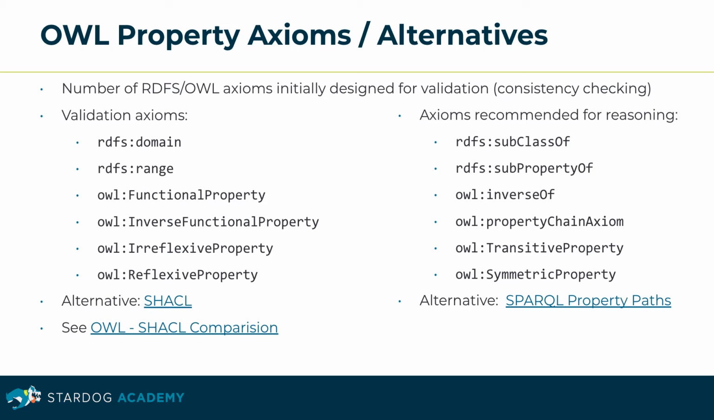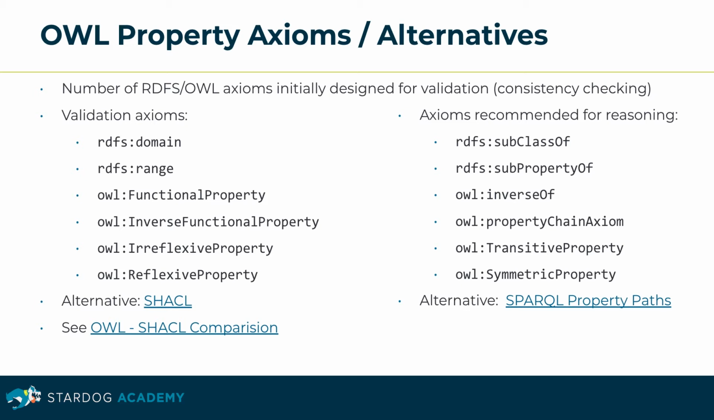The Shapes Constraint Language SHACL is a W3C standard dedicated to graph validation, which is capable of implementing most of these axioms. Given its popularity, built-in support for automated testing and report generation, we recommend implementing axioms such as RDFS domain, RDFS range, OWL functional or inverse functional properties via SHACL constraints.